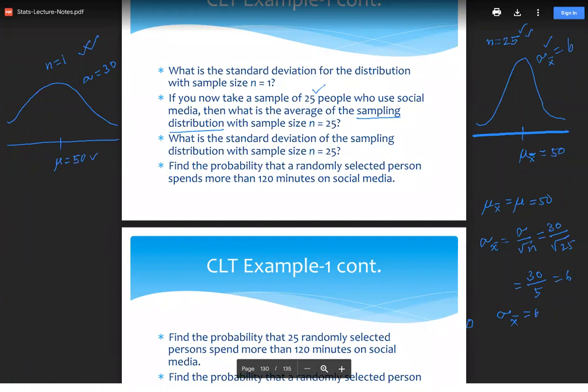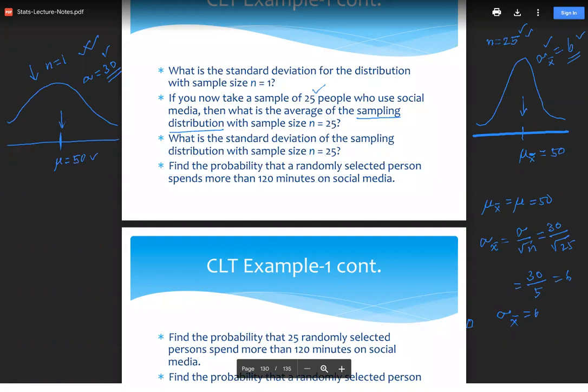Now, there is one comparison I want to make here before I forget. Look at the population distribution. It has a standard deviation of 30. Look at the sampling distribution. It has a standard deviation of 6. That means the population is spread out more. If you look at the left side diagram, with respect to the mean, the middle, the population data points are spread out further, whereas with respect to the mean here, which is also 50, the averages in the sampling distribution are very close to each other.